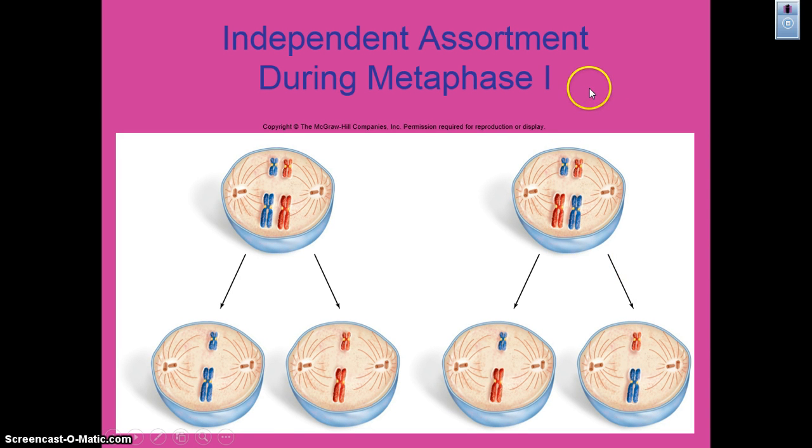Independent assortment during metaphase 1. Look at the differences in the way these are lined up. When they line up on the metaphase plate, you can see the homologs got separated, but these are blue and blue, red and red, or it could be blue and red, red and blue. It doesn't make any difference. There's no set way that these are going to line up. In mitosis, they lined up in a line and the sister chromatids pulled apart, so you had the same thing on both sides, but this allows for genetic recombination when you see them independently assort during meiosis.